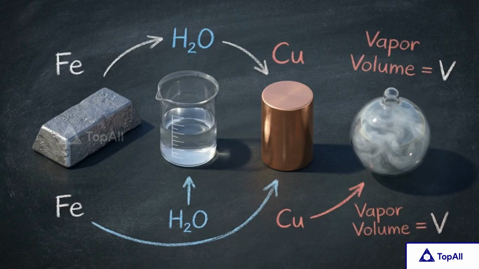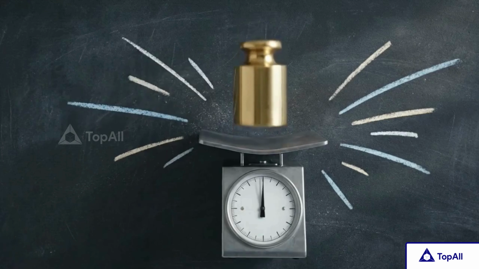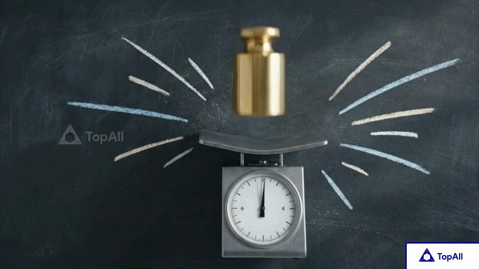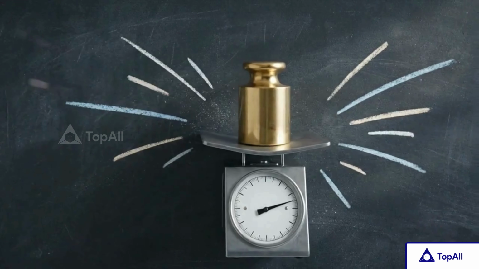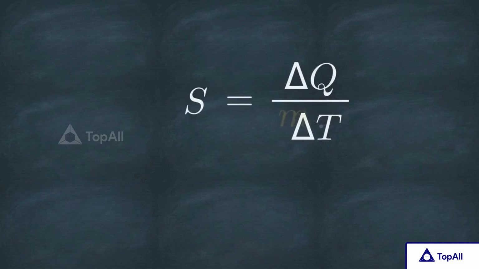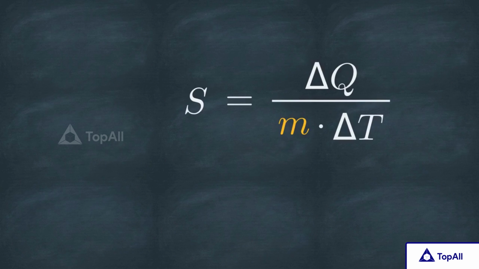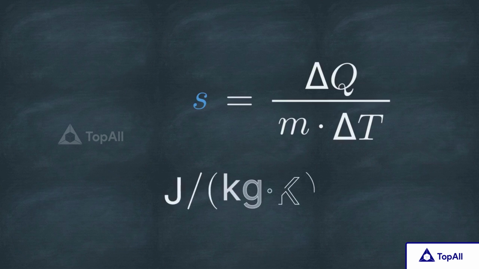To create a universal standard that works for any substance, we have to expand the math to account for the exact mass of the material we are trying to heat. By introducing mass, lowercase m, into the denominator, we create equation 10.11, giving us lowercase s, specific heat capacity. This establishes our standard unit, joules per kilogram per Kelvin. A joule represents transferred energy, and Kelvin is the scale for absolute temperature.